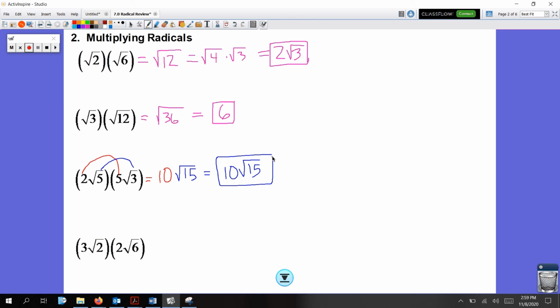All right, let's look at the fourth example. Here we're going to multiply the numbers out front again, right? 3 times 2 gives me 6. Then we multiply the radicals together. Root 2 times root 6 is root 12.